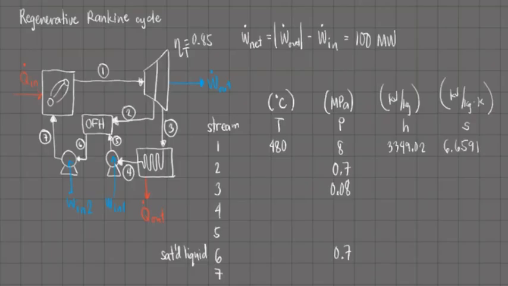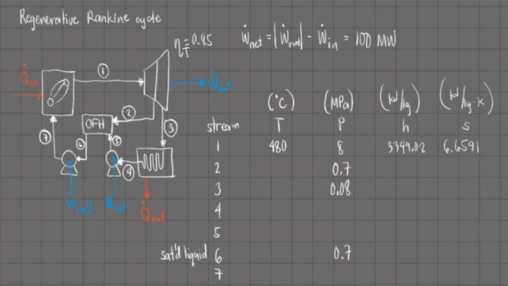Here are the given to the problem. We have here our diagram for the regenerative Rankine cycle with an open feed water heater, and we have our usual table of streams and their properties. For stream number 1, this is the same as our previous problem, so it is at 480 degrees Celsius, 8 megapascals, and by looking at the superheated steam tables, we have the values of specific enthalpy and specific entropy.